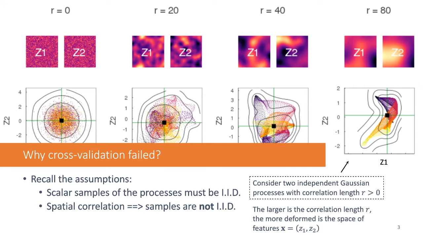There are many reasons why this may happen. One of them is the fact that geospatial processes have spatial correlation. For example, if you have two Gaussian processes Z1 and Z2 and their corresponding feature space drawn at the bottom, as we increase the spatial correlation length from 0 pixels to 80 pixels, this feature space gets deformed. If the deformation in the source geospatial domain is different from the deformation in the target geospatial domain, the performance of your learning model will be degraded considerably.